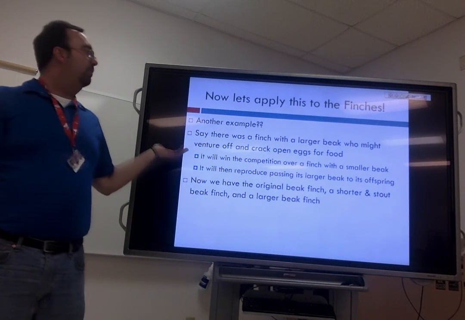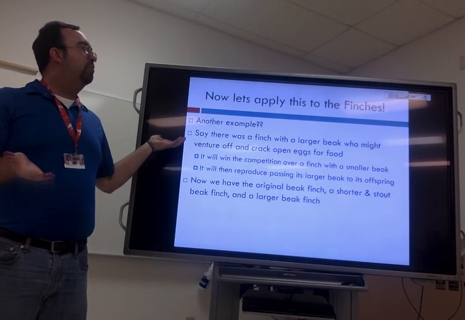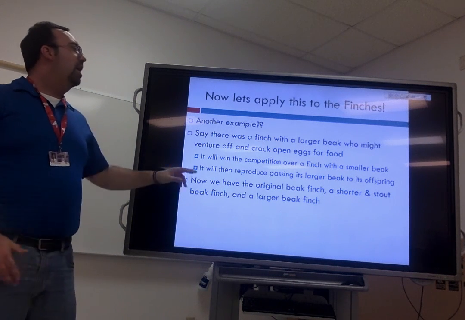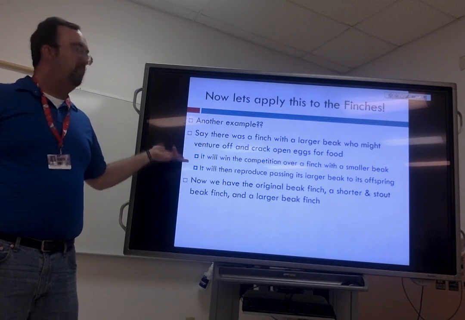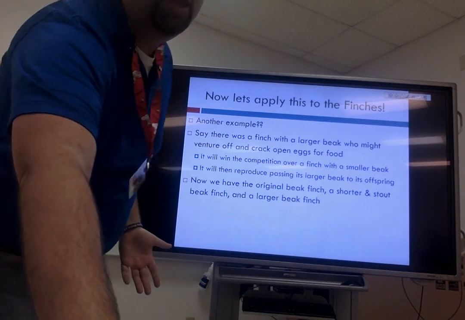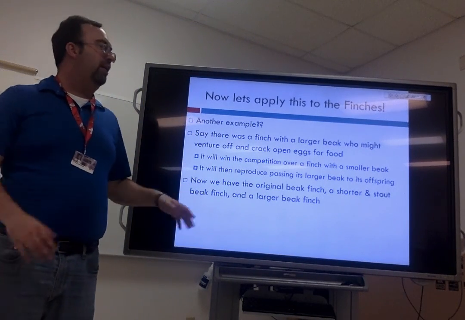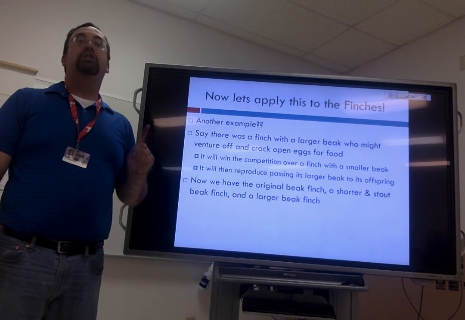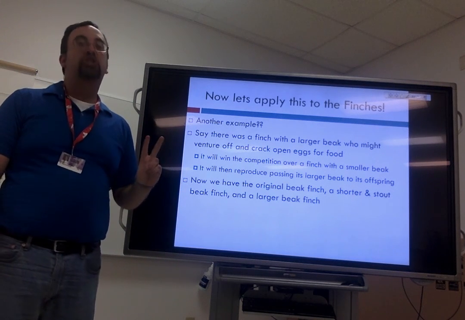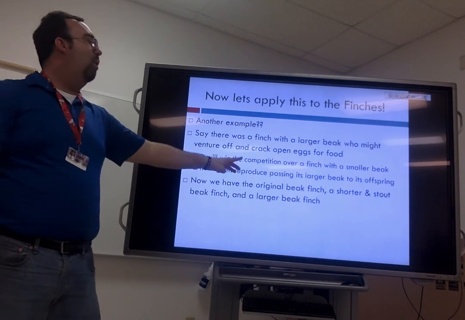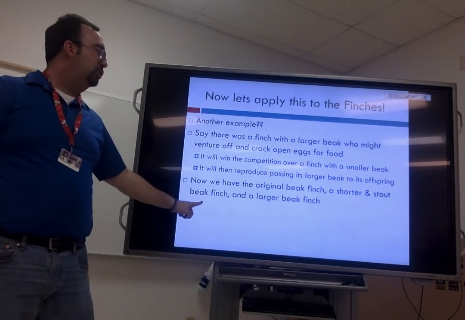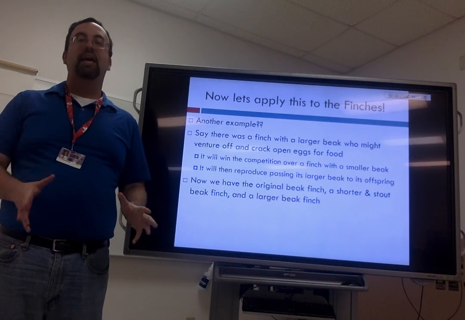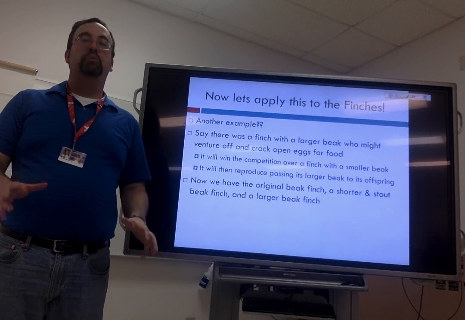Let's look at another example. Say, for instance, there was a finch with a larger beak who might venture off and crack open eggs for food. It will win the competition over the finch that has a smaller beak. It will then be able to reproduce, which will then allow it to pass its larger beak on to its offspring. Now we have not just one finch, not just two finches, but now we have three finches. One that has the original beak, one that has a shorter stout beak, and one that has a large beak. And so we can see then, depending upon the environment, how these will change over time.